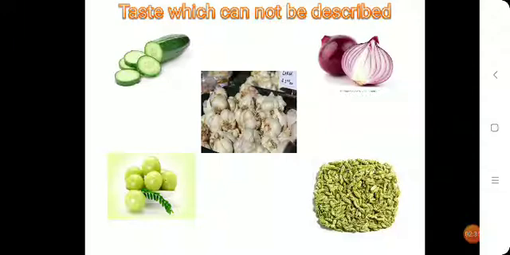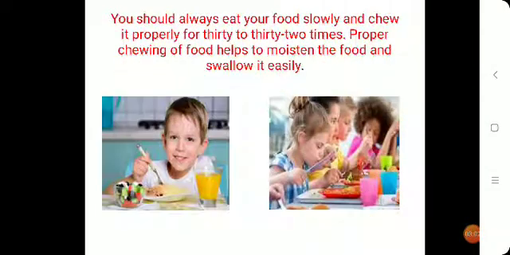Have you ever noticed that sometimes we cannot describe the taste of the food? Yes, if I ask what is the taste of cucumber, onion, garlic, amla, you cannot describe the taste because your taste buds are not able to recognize the particular taste of the food.